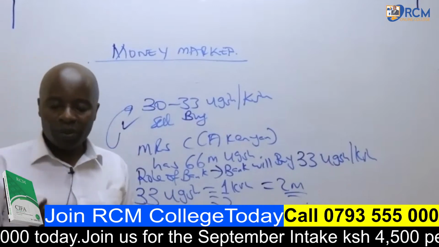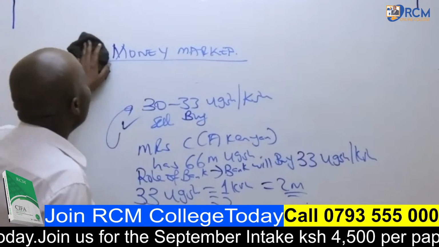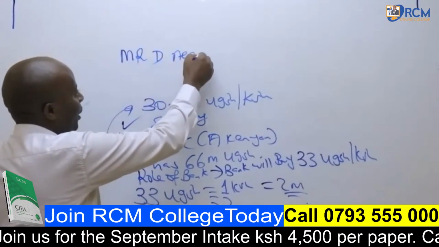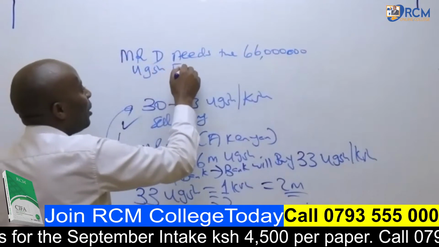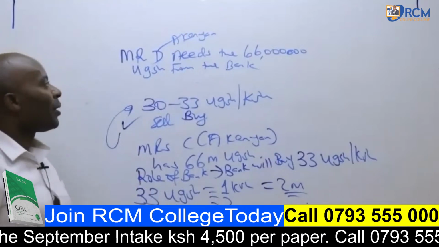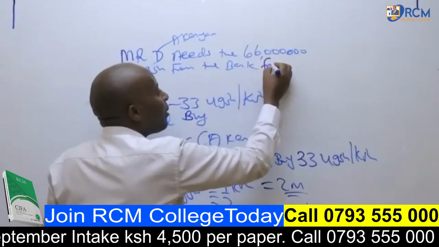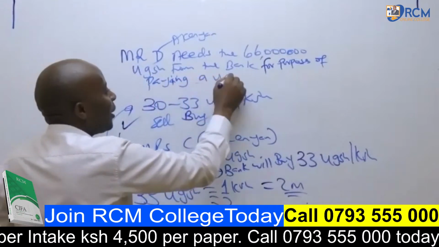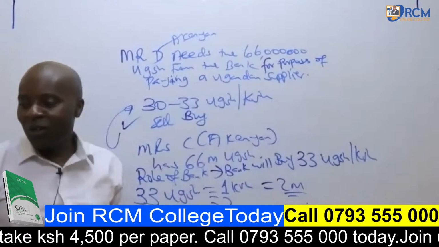Now, ladies and gentlemen, listen to me very well. After Mrs. C leaves the counter, we have a Mr. D. Mr. D needs the 66 million Uganda shillings from the bank. Mr. D is still a Kenyan. So he is in need of the 66 million Uganda shillings from the bank for purposes of paying a Ugandan supplier. Pata Potea, could you kindly advise me? What do you think in this case here will happen?